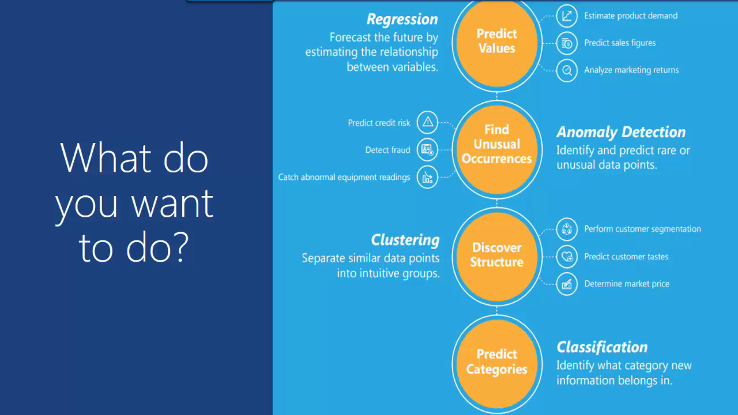And finally, and probably the most common one, is whenever you want to predict categories. The difference between predicting categories and predicting values is that predicting categories has a finite set of classes that you can predict, as opposed to predicting a continuous variable which can have infinite values.